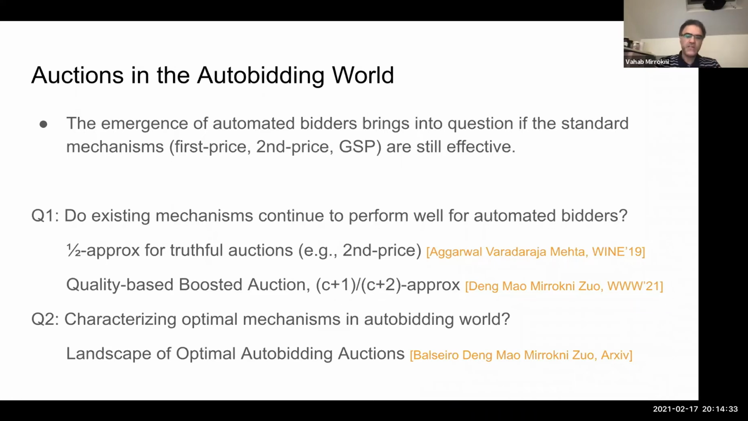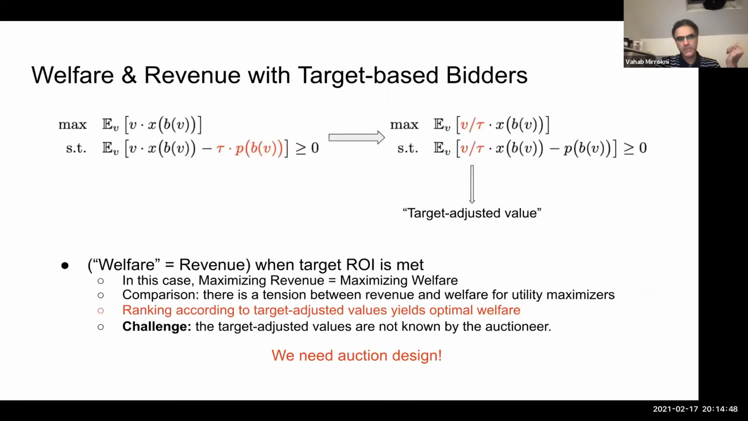So the first thing that we will discuss is how to change the auction to increase the value after the response. How can we increase the welfare and efficiency of the market? And then we discuss the landscape of designing these optimal auctions.